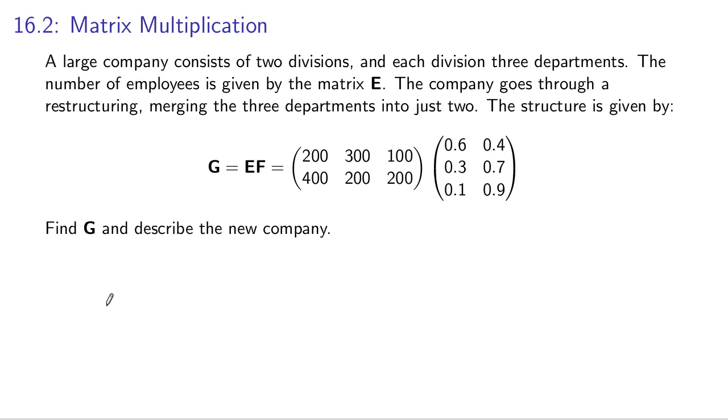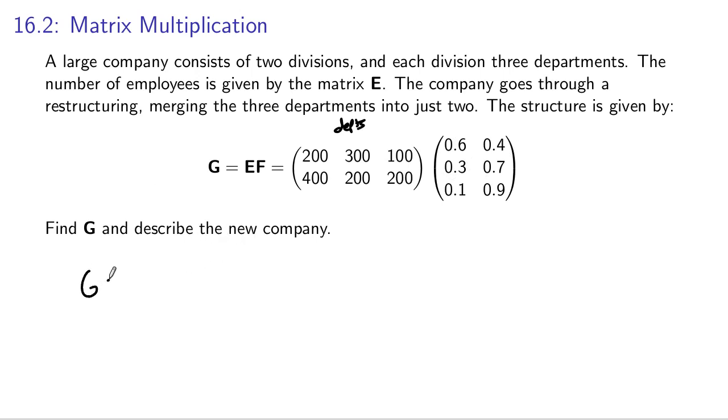A large company consists of 2 divisions, and each division has 3 departments. The number of employees is given by the matrix E. The company goes through a restructuring, merging the 3 departments into just 2 departments. The structure is given by F, so what we want is E times F. E is our employee matrix, so here are our divisions in the rows and our departments in the columns. Here's the number of employees in each department for each division. We're going to multiply this by this restructuring ratio. Notice that the rows all sum to 1 in this matrix. Then we'll find G, and we're going to use that to describe the new company.